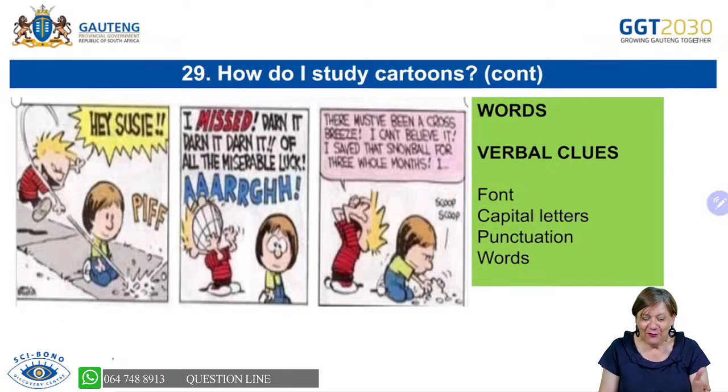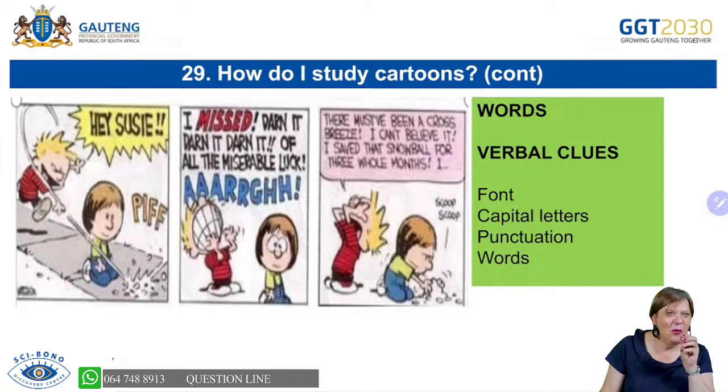He says there must have been a cross breeze. "I can't believe it. I saved that snowball for 3 whole months." Now, I want you to notice something. While Calvin is complaining, look at what Susie's doing. Very small, it's written "scoop, scoop." So what she's doing, she's scooping up all the snow and making a new snowball.